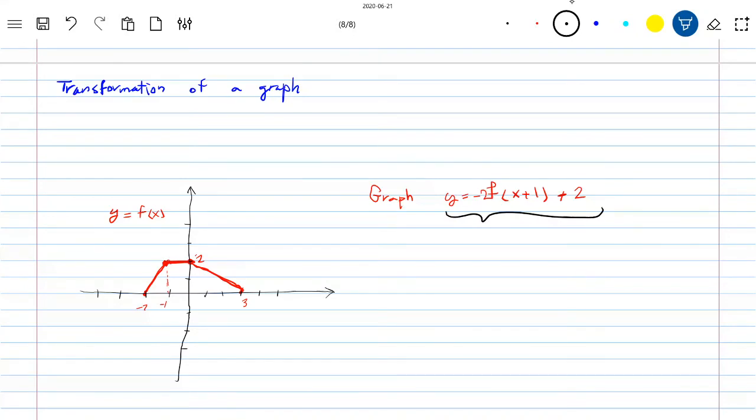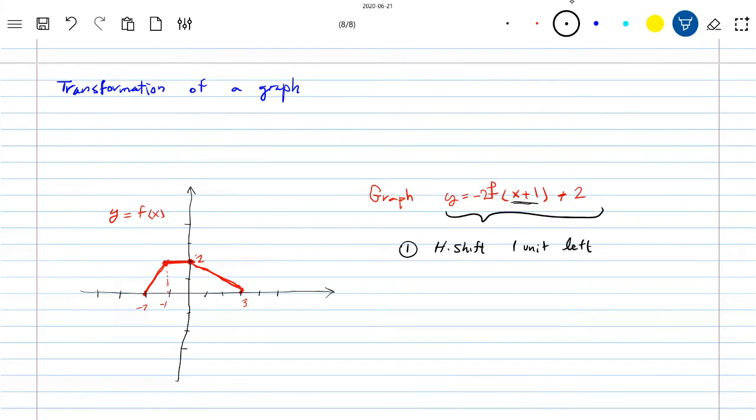So I'm going to break it down. If I start from the f of x function, what would be the first transformation? The first transformation is this change of x plus 1. So what happens? You will have a horizontal shift. How many units? 1 unit. In which direction? In the opposite direction. So to the left.